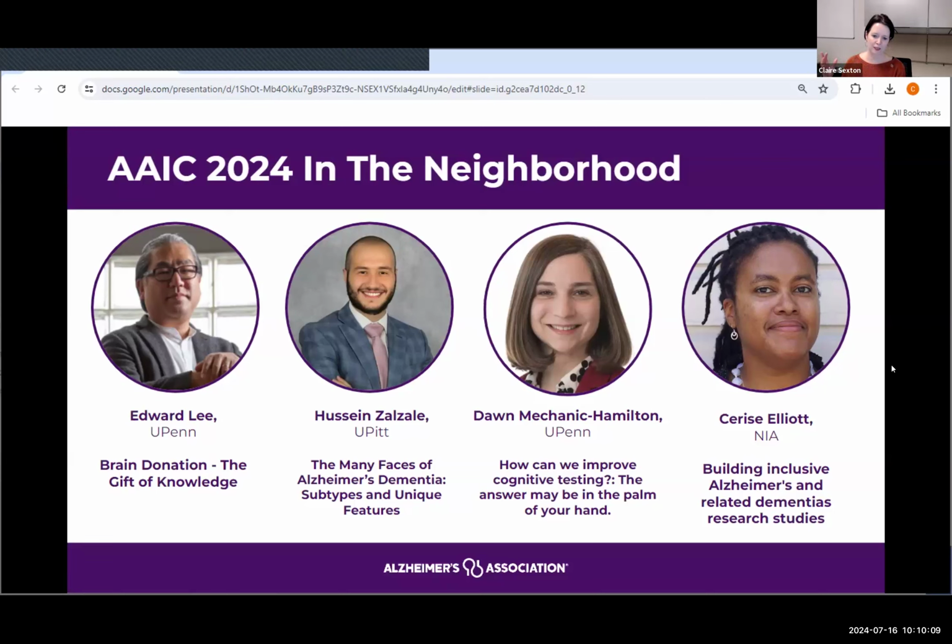And these presenters were selected with input from our scientific program community, but importantly from representatives with lived experience of the disease. So they've really been instrumental in helping shape this program.